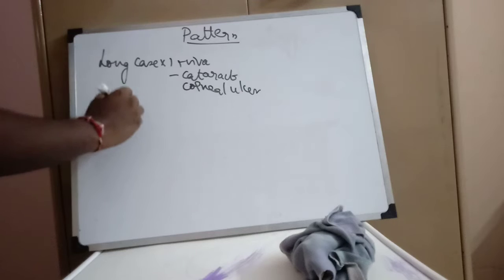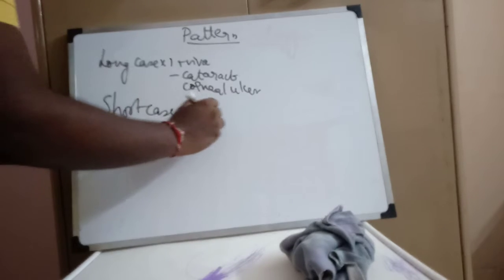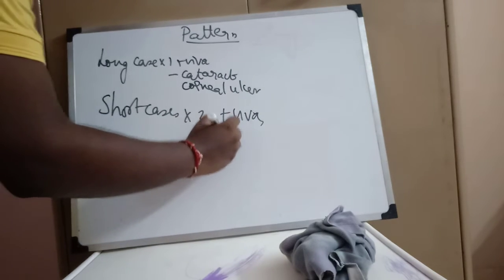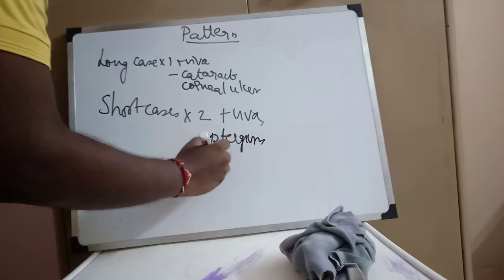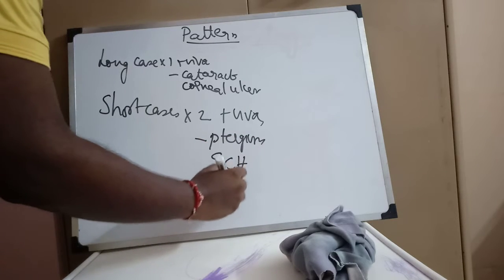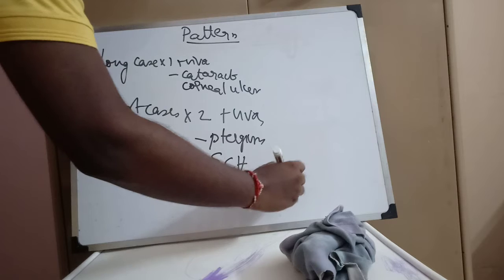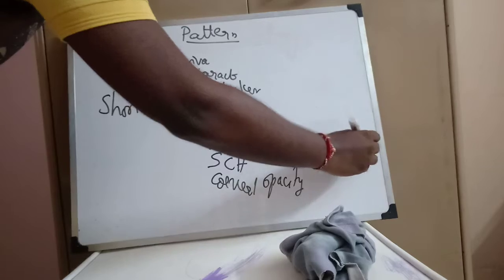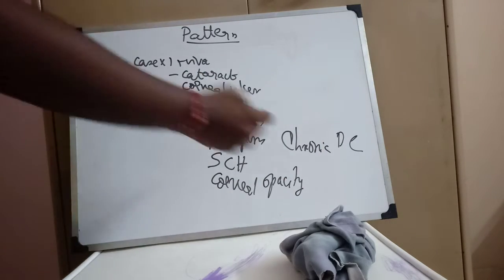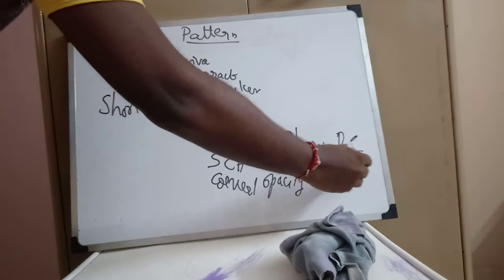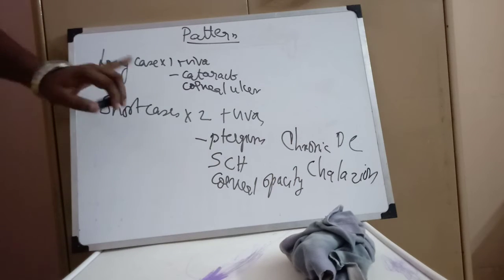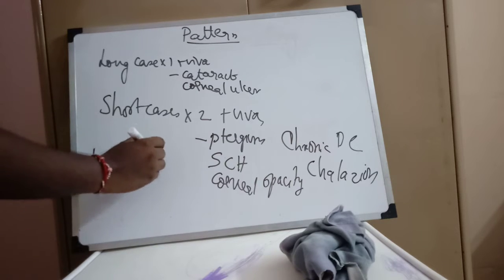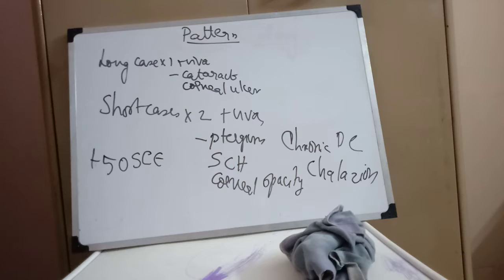Then we have short cases, 2, plus viva for the short cases. We have a number of short cases, like pterygium, subconjunctival hemorrhage, corneal opacity, chronic dacryocystitis, chalazion. So these are the very common short cases which are normally kept for you in the examination. Plus we have 5 OSCE charts, and this is going to be your morning pattern.